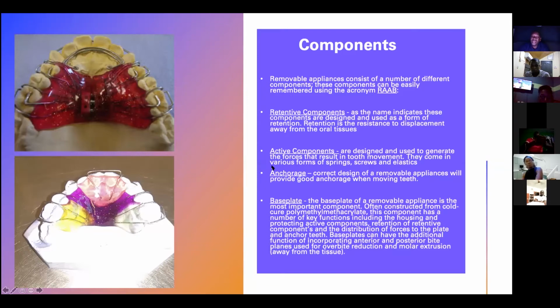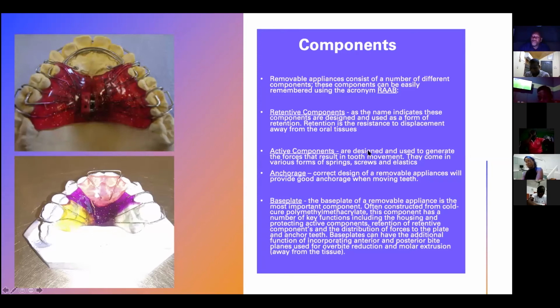So RABA. For every single removable appliance that we do, we have a retentive component. And as the name indicates, these components are designed and used as a form of retention. Retention is the resistance to displacement away from oral tissues. So if you have a look here, you have an Adams crib on this appliance here. You have a double Adams crib on the front anteriors. But then on this appliance here at the top, you also have a labial bow. And these are retentive components. You also have occlusal stops, which are retentive components, which means they prevent movement of the teeth against the loading forces.